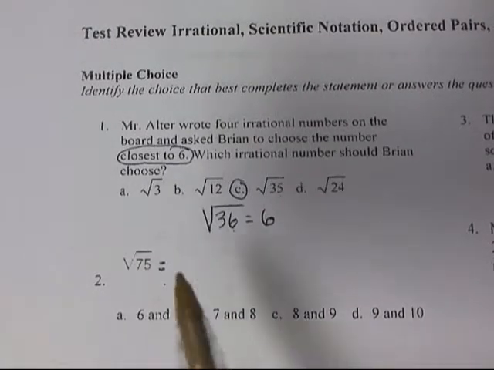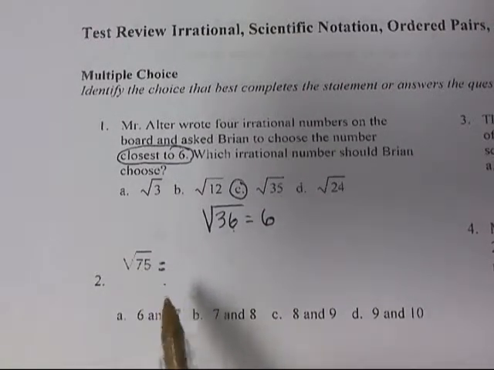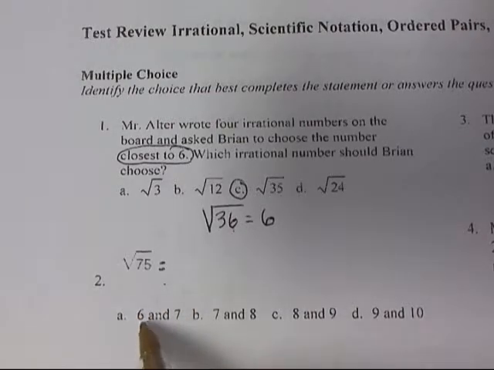Number 2, the square root of 75. Well, let's look at the answer choices. 6 is the square root of 36, and 7 is the square root of 49. So the square root of 75 is not between the square root of 36 and the square root of 49.